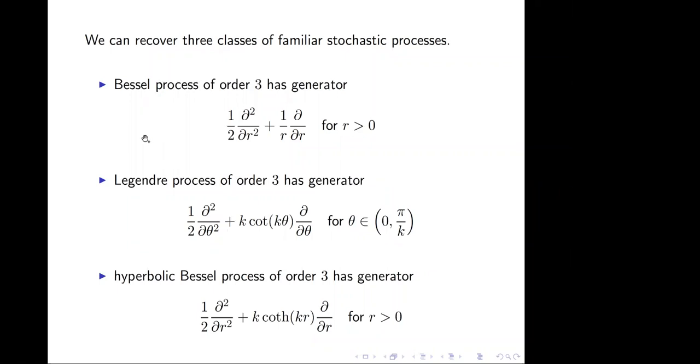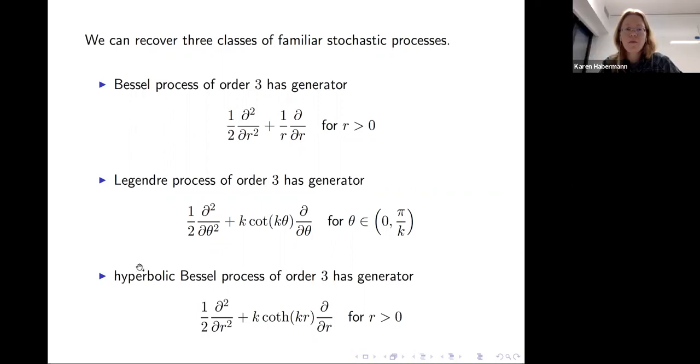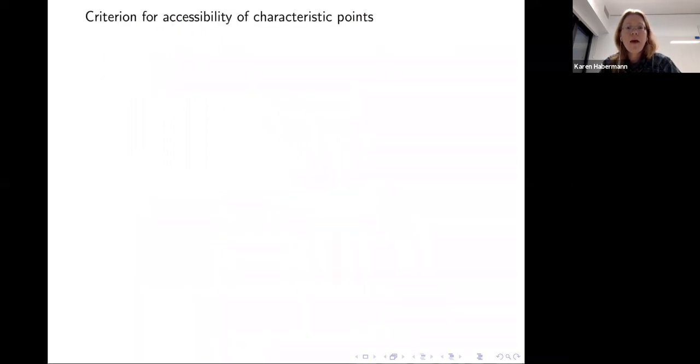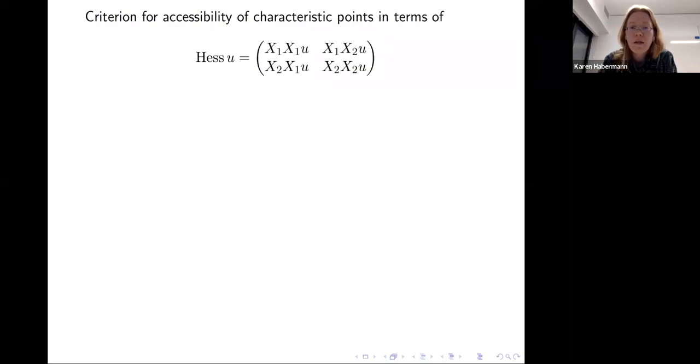But it's very nice that in a way these 3 processes can be recovered by looking at the Heisenberg group, SU2 and SL2R, which are sort of canonical examples for 3D contact structures. Okay, and to close off, I want to say a bit more about this accessibility of the characteristic points, because I said that if you look at the paraboloid or at the sphere, your stochastic process is never going to hit those characteristic points. So the question is, can we say something general about that?